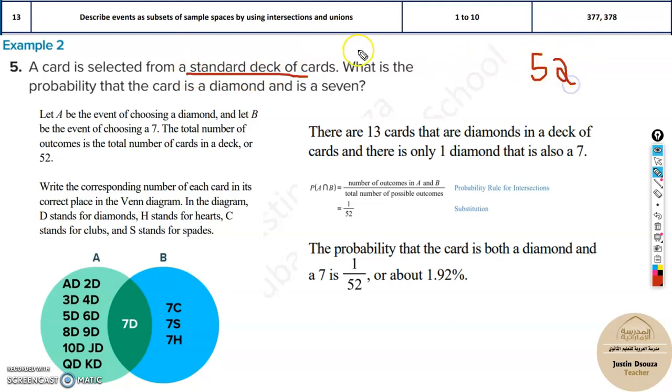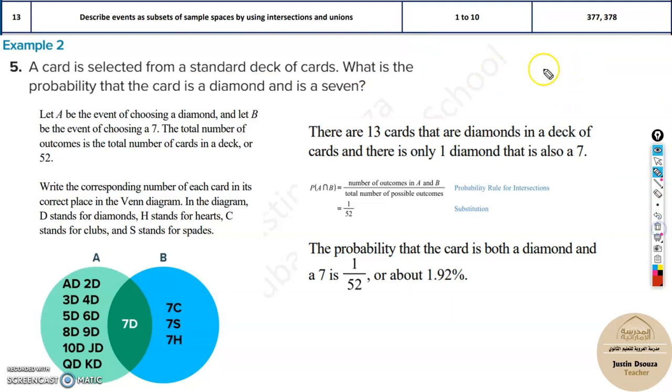I've explained this in one of the previous videos. Please go back to the probability video. Now over here there are 52 total cards and each suit has 13 cards. Okay, so now what they want is: a card is a diamond and it's 7. So what is the probability that a card is 7 and a diamond?